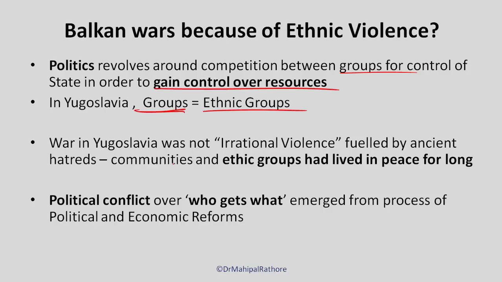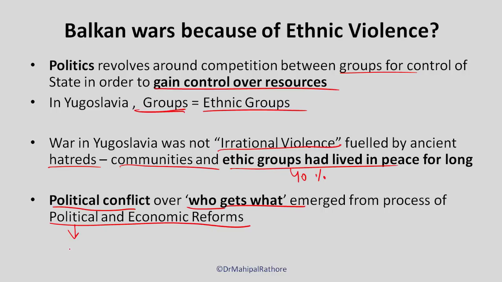Alright. War in Yugoslavia was not irrational violence fueled by ancient hatreds. All these communities, the Serbs, the Bosniaks, had been living together with each other for centuries. In fact, 40% of the urban areas had a mixed population, and all these ethnicities living side by side even had marriage relations. It was not like they lived in isolation from each other. They had very good relations. They had inter-ethnic marriages. So all this was going on before the wars started. So the reason for this war was political conflict over who gets what resources, and it emerged from the process of political and economic reforms.